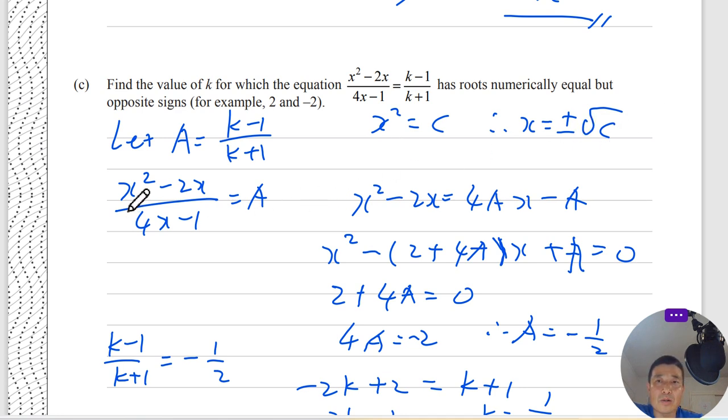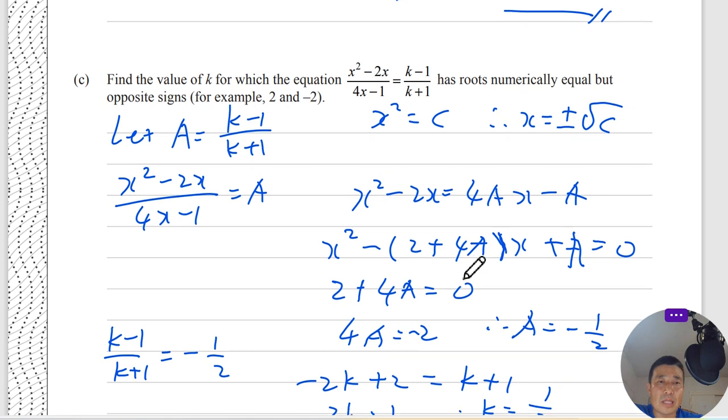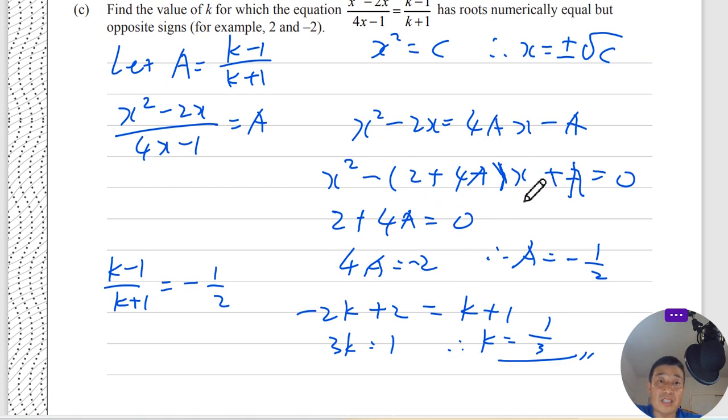That's the case. So when you have x squared minus 2x over 4x minus 1 equals a, and you times by 4x minus 1 on both sides, and you rearrange it. So that means that part, the terms of x should be 0, isn't it? Then x squared plus a equals 0. Hence, x can be plus minus square root of a. Well, in this, we have to say 2 plus 4a equals 0. So 4a is negative 2. A must be negative half.